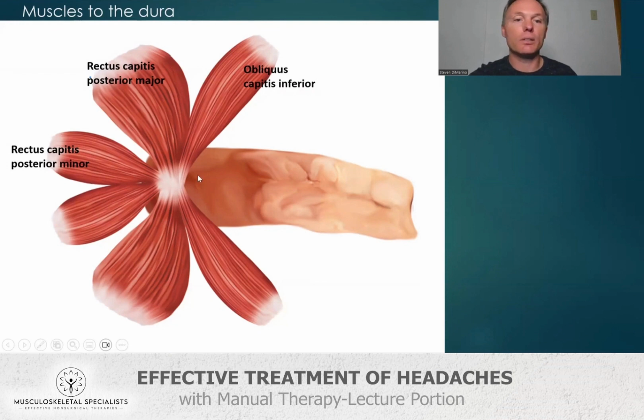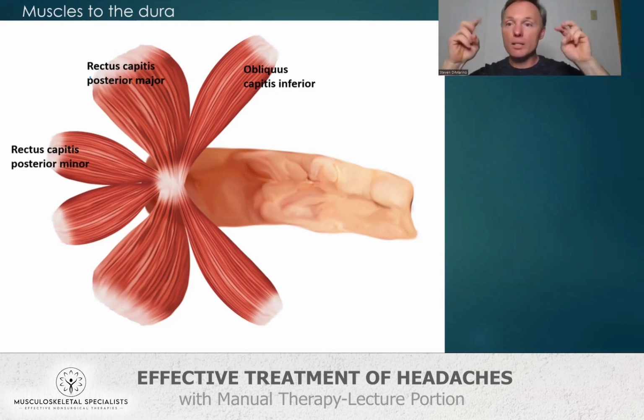This is demonstrating the dura, and that's the same vector. So when I'm talking about a vector, it's a line of force. It's a tension, a pull of energy, a movement, or a tension in a specific direction. And the RCP min has that, right? And you can palpate that right here because it goes to the occiput, it goes to the dura, and all of these go to C1 and C2.